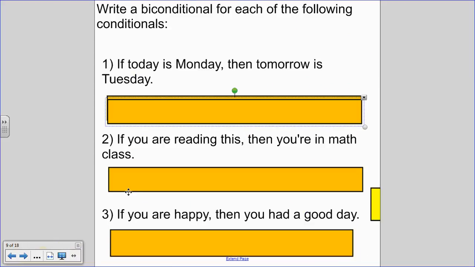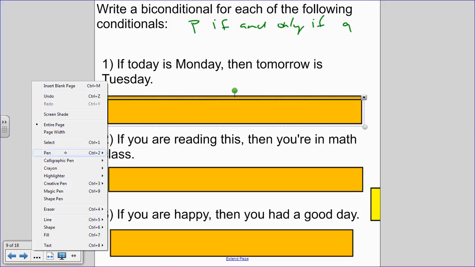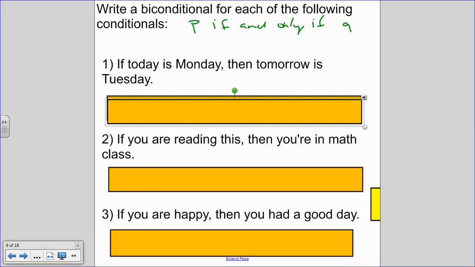Alrighty, on this one, it wants us to write a biconditional for each of the following conditionals. This is from Unit 2, Day 2. A biconditional has the format P if and only if Q. So let's identify our P and Q from the statement first. P is your hypothesis. Q is your conclusion. The hypothesis is always after if.